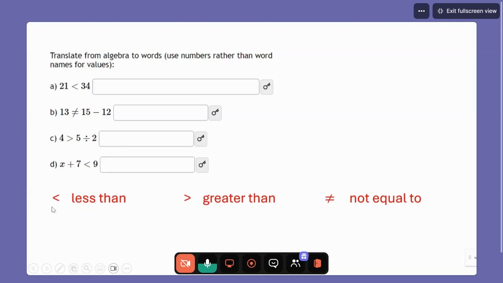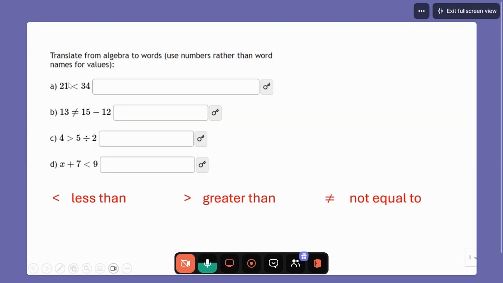You might have learned in elementary school the old alligator eats the bigger number. That doesn't really help very much here. You need to be able to read this from left to right. So if it starts small and gets big, that is the less than sign. That means the thing on the left is less than the thing on the right. If it starts big and gets small, that is the greater than sign. That means the thing on the left is greater than the thing on the right.